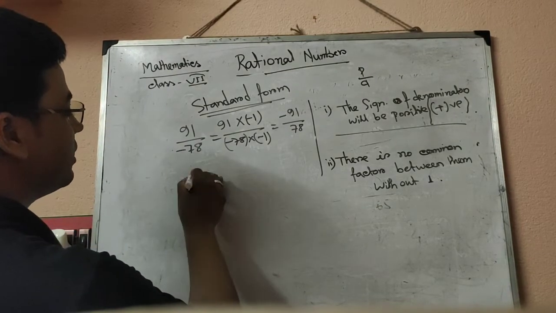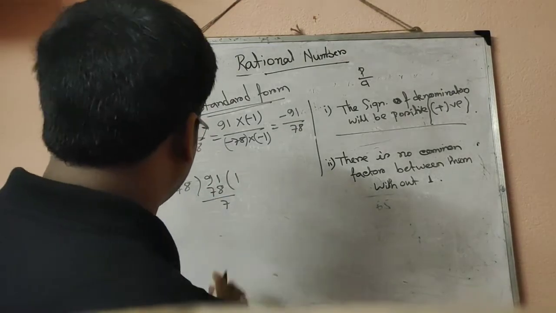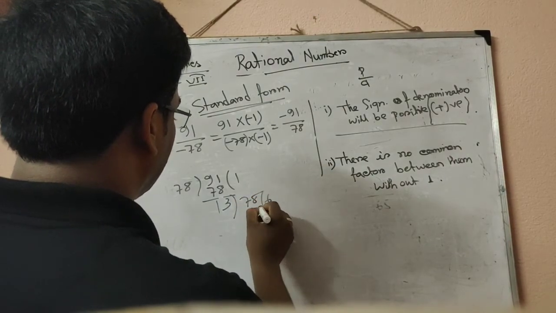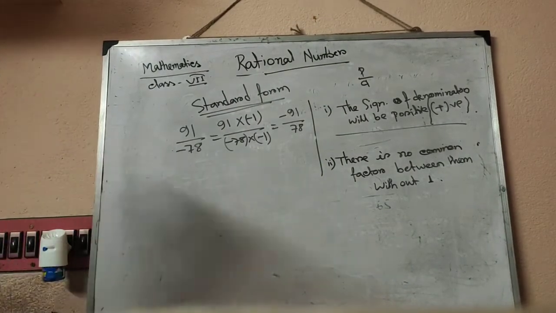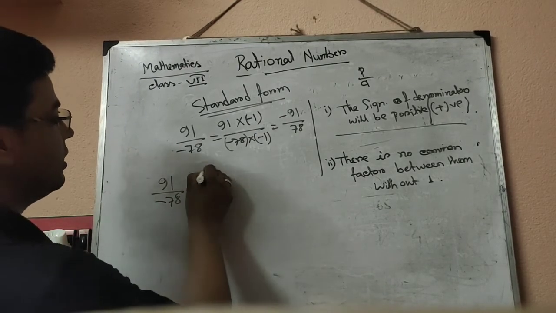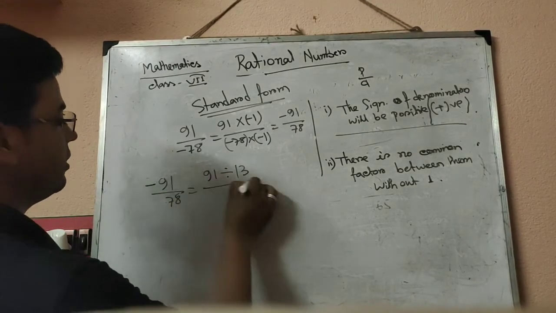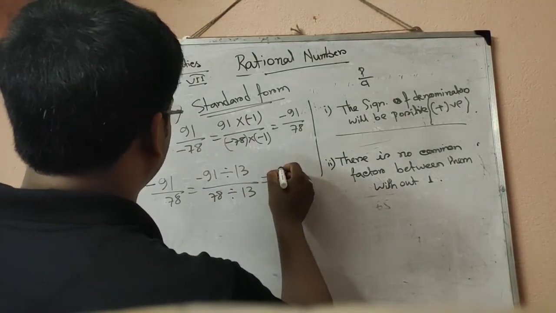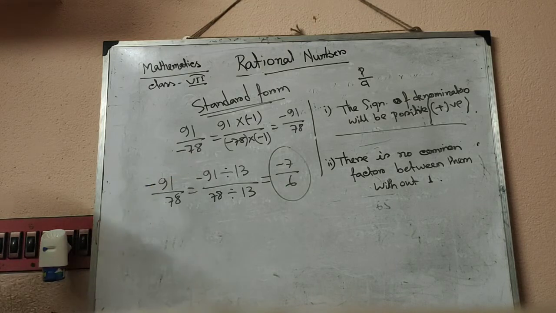Now we can calculate the HCF. So the HCF is 13. Minus 91 divided by 13, 78 divided by 13, so minus 7 by 6. This is the standard form of 91 by minus 78.